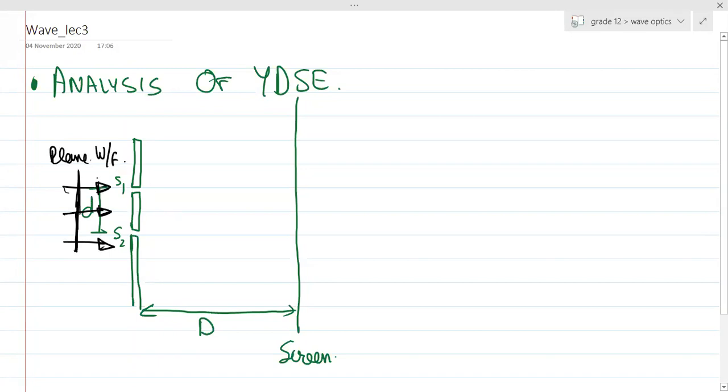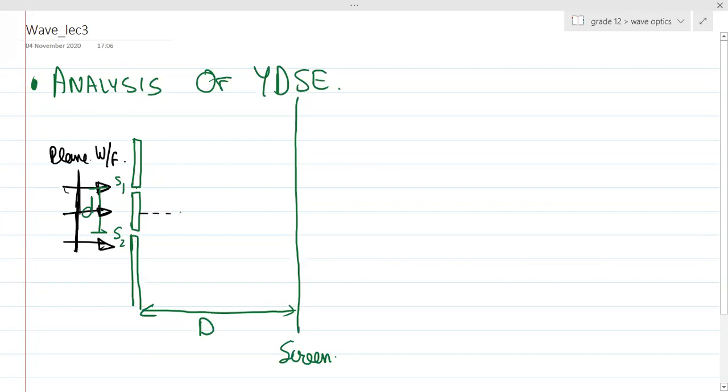So basically, what will happen when these two slits S1 and S2 are illuminated with the same source? Will they have any phase difference, or is there any initial phase difference before forming the pattern? No, right? Here there is no path difference or phase difference because it's the same wavefront, right?